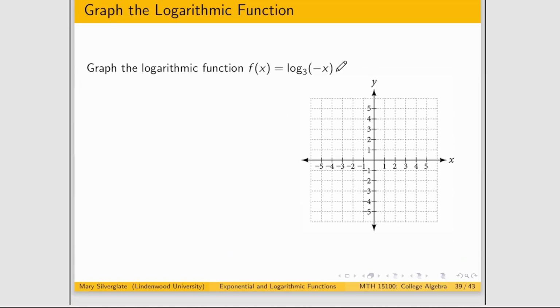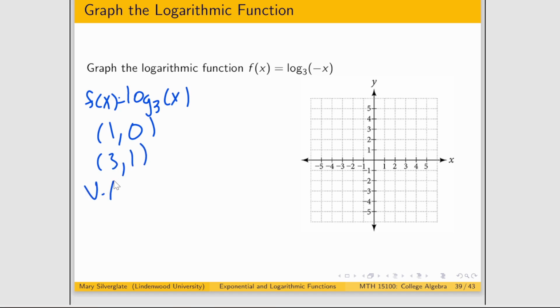Now, since we just did the previous transformation, you probably already have a good idea on what this should look like, but still go ahead and pause the video and see if you can do this transformation yourself. So if on the original log base 3 of x, we have the points (1, 0), (3, 1), and a vertical asymptote at x equals 0, we can go ahead and look at the transformed one.